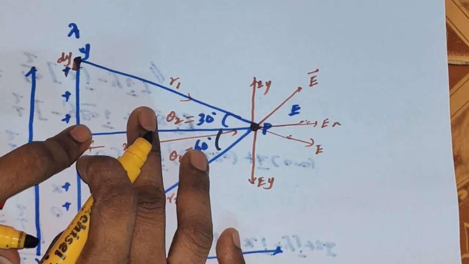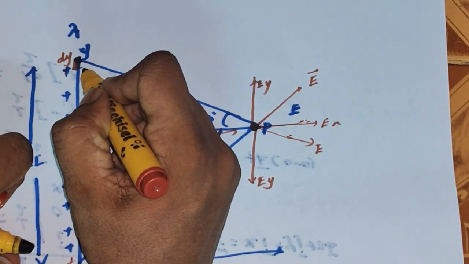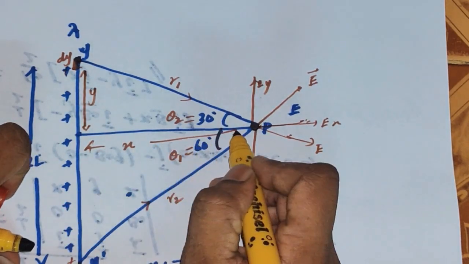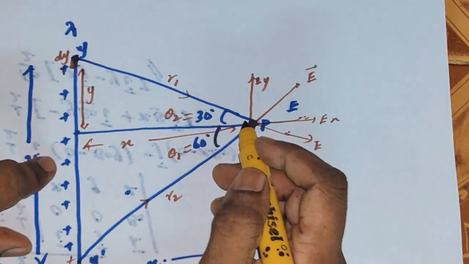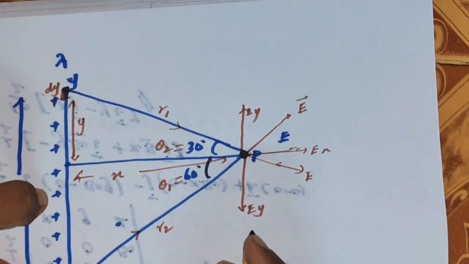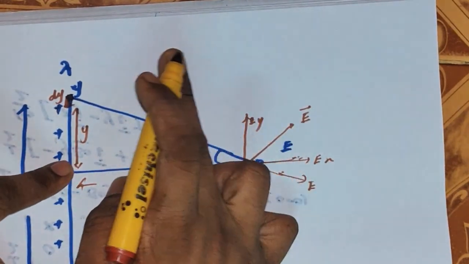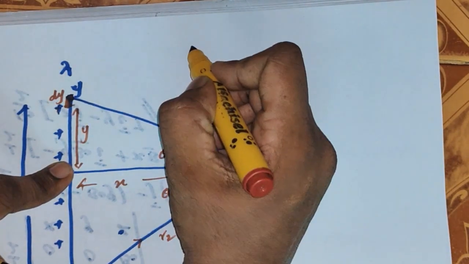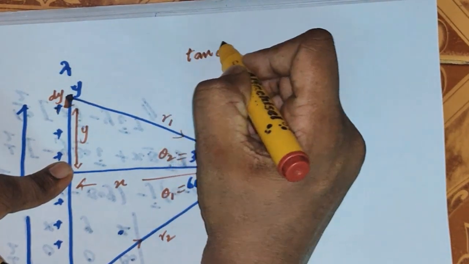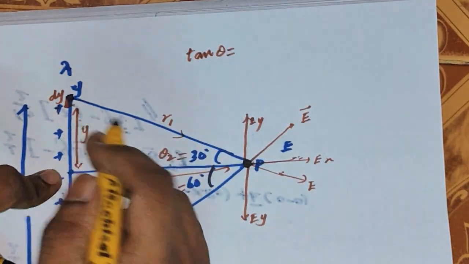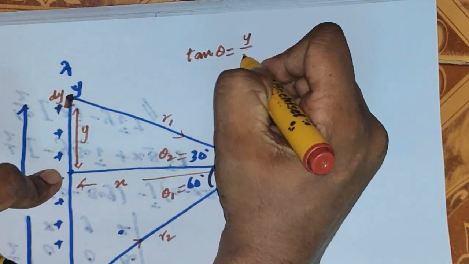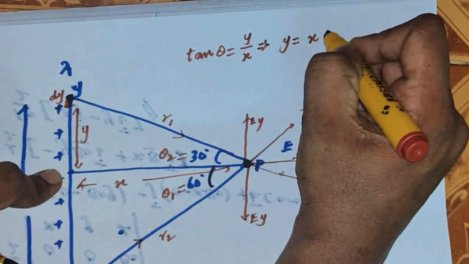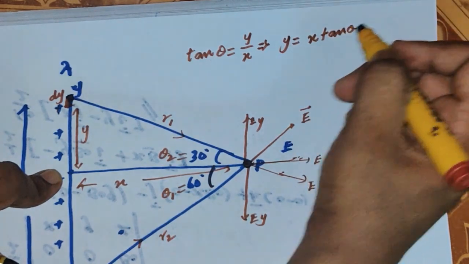Suppose this is a length y, because it's along the y direction, and this is along the x direction. In general, maybe we can put some of the trigonometric algebra here. In general, call this angle theta, so tan theta equals opposite over adjacent, y by x, or else you can call y equal to x tan theta.